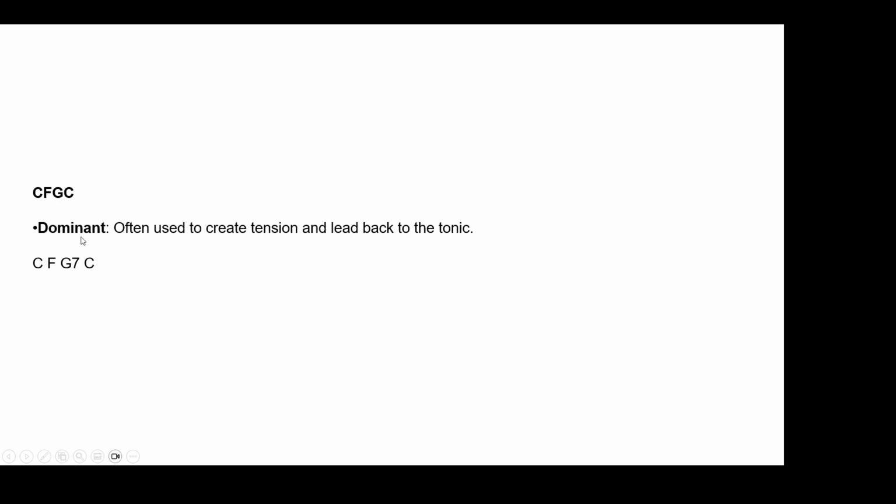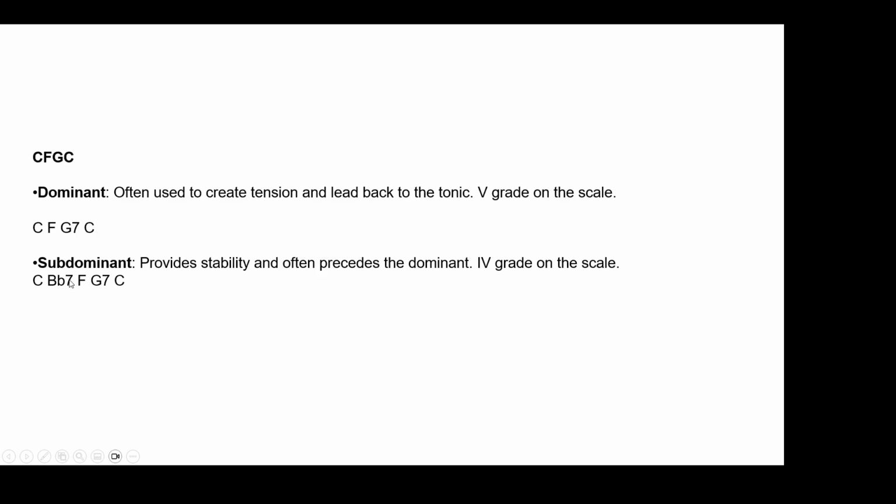So what is the function of the dominant chord? To create tension and lead back to the tonic. Then you have the subdominant chord. The subdominant chord provides stability and often precedes the dominant. The 4 is the 4th grade of the scale. I forgot to say that the dominant is the 5th grade of the scale, and the subdominant is the 4th grade. So for C, the 5th grade is the G, and the 4th grade is the F.